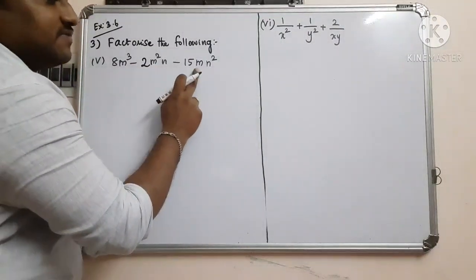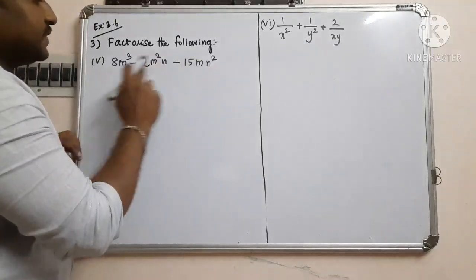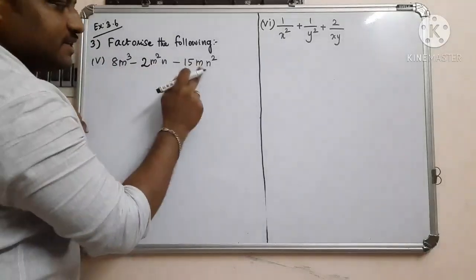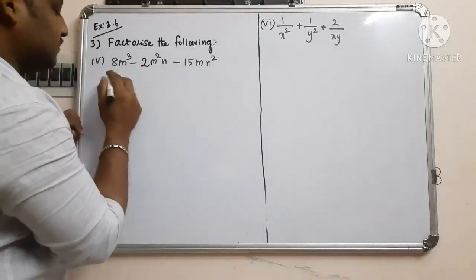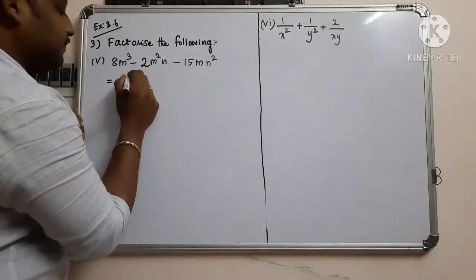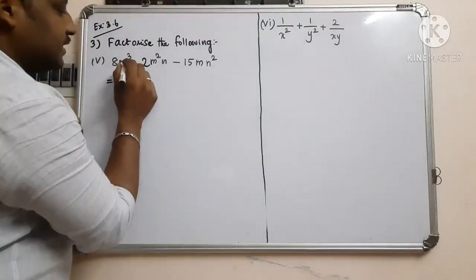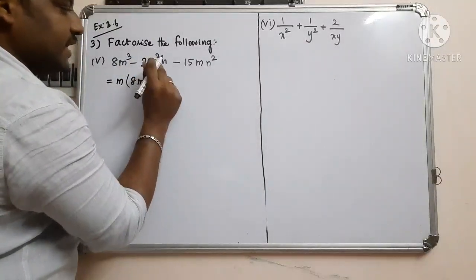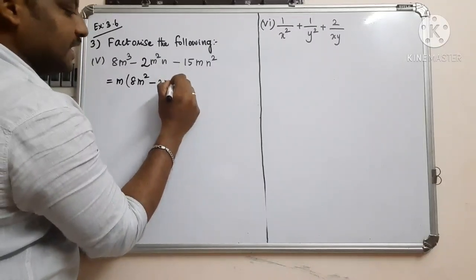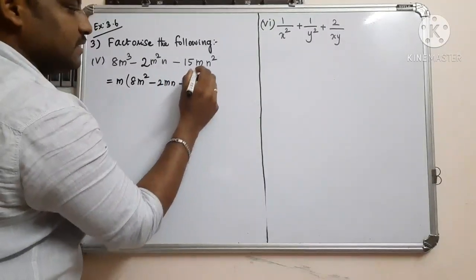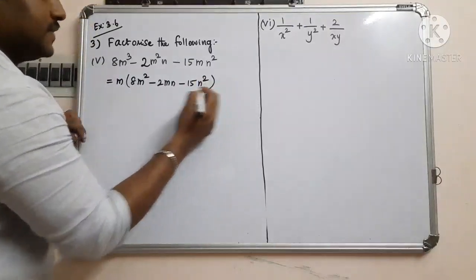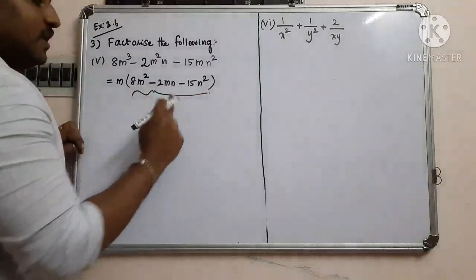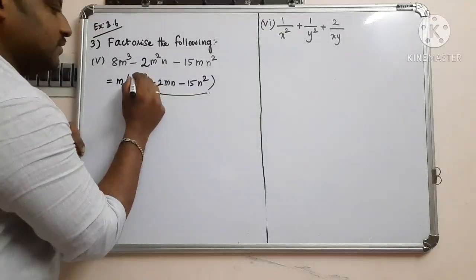2m square n minus 15mn square. Here the highest power is cube, so we have to take m, which is a common variable in all terms. We take m as common. Here 8m cube, with 1 m taken as common, so remaining m square, minus 2m square n, so remaining 1 m, mn minus 15n square. Now we have to factorize this polynomial alone.